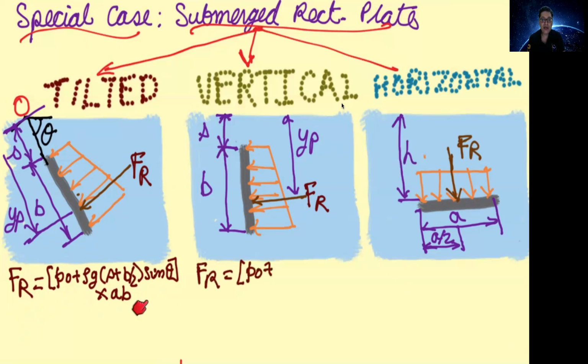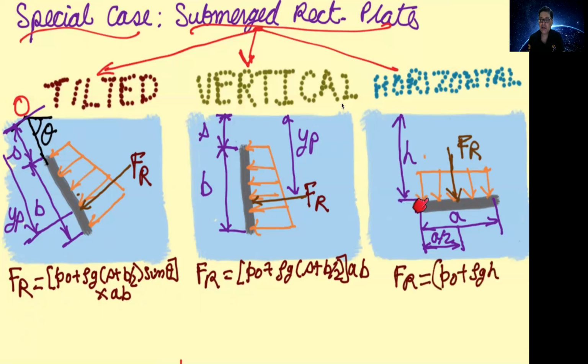From this expression, you can directly obtain the expression for this vertically inclined case, because in this case theta is equal to 90 degrees, so sine theta is equal to 1. So this is the simplified expression for a vertical plate. Whereas for horizontal plate, you can directly write the expression. You know that the pressure here is uniform, so everywhere pressure is the free surface pressure plus rho g h into surface area. After obtaining the magnitude of the resultant force, next I will show you the point of application.